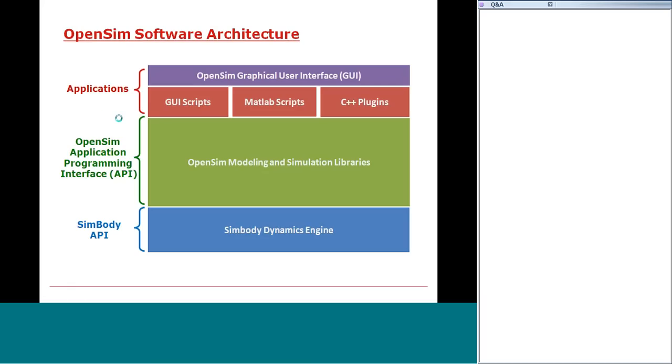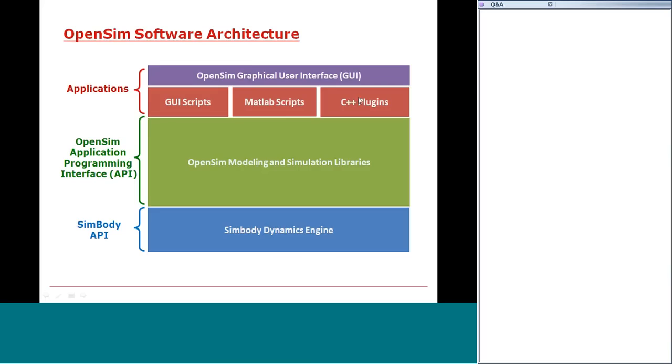But first, let me give you some quick background on OpenSim's structure before I dive into all of these changes in 3.0 and start throwing around terms like GUI and API and scripting. This figure shows the three main layers of the OpenSim software architecture. First, the applications, then the OpenSim API, and then the SimBody API. At the top level is the OpenSim GUI, or Graphical User Interface.